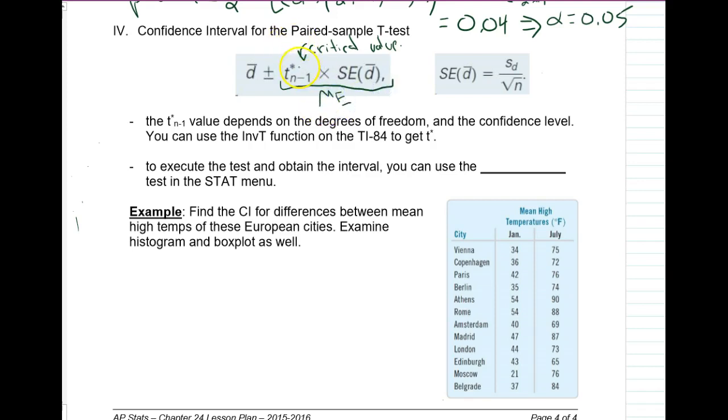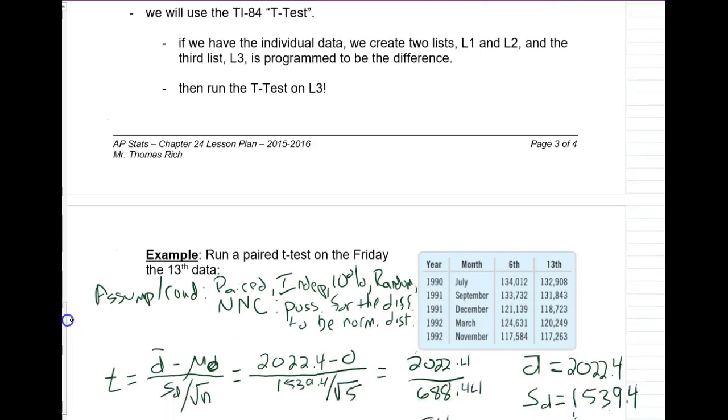So the pattern is always the same on these confidence intervals. It is our best guess as to what the statistic is, plus or minus some margin of error. And here is our standard error that we're calculating for the difference in the pairs. Okay, and like I said, we're going to use our inverse t function to get our critical value t star. To execute the test and obtain the interval, we can use t interval, I believe is what the command is. But we're going to do this manually. Here's an example that we're going to use to try this out.